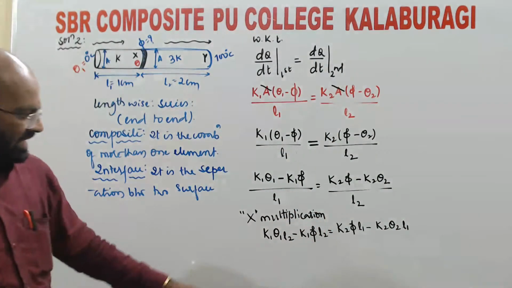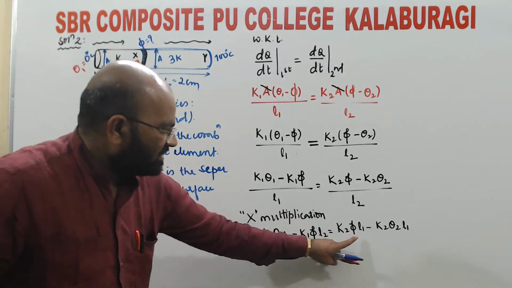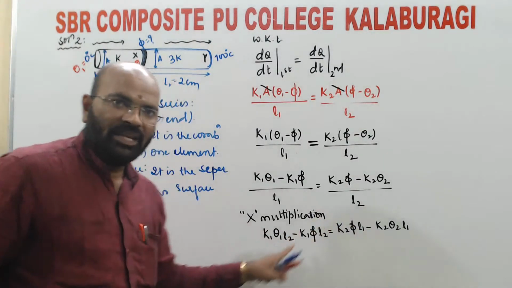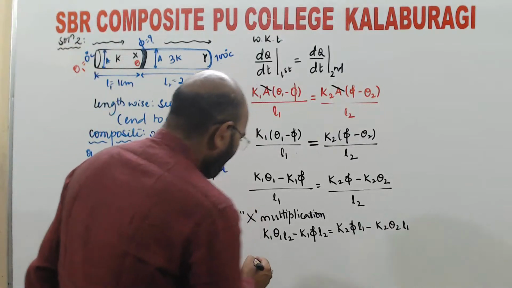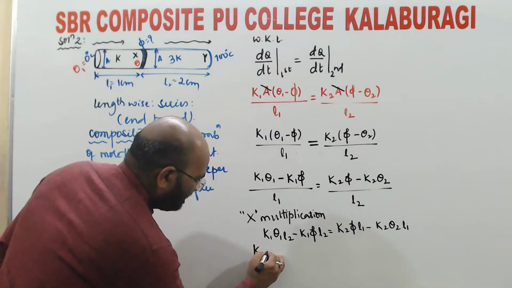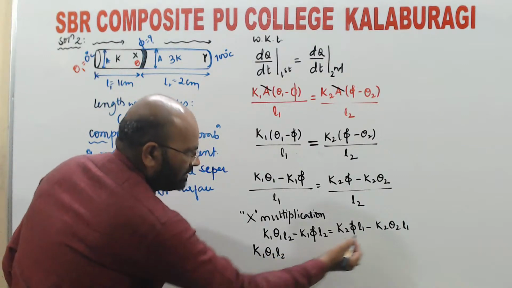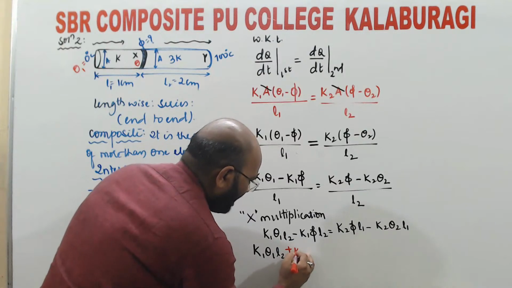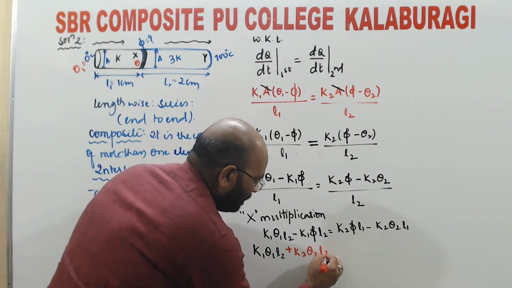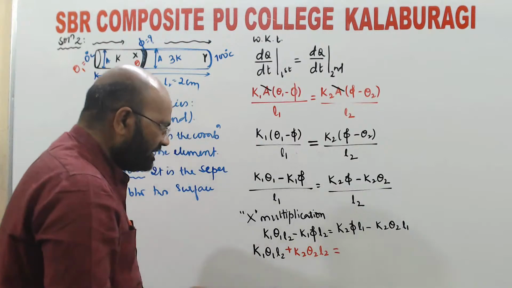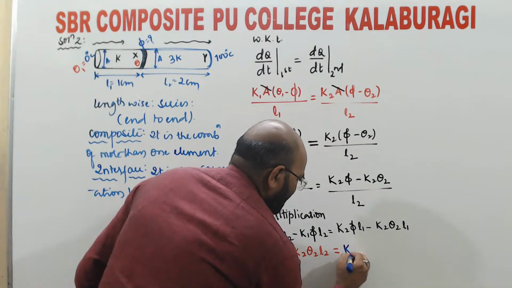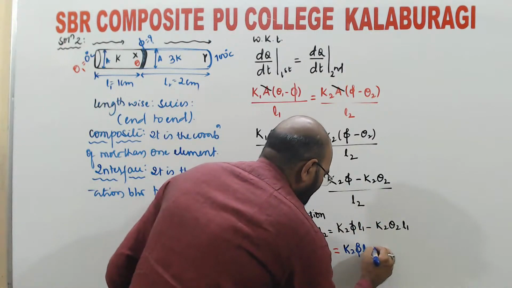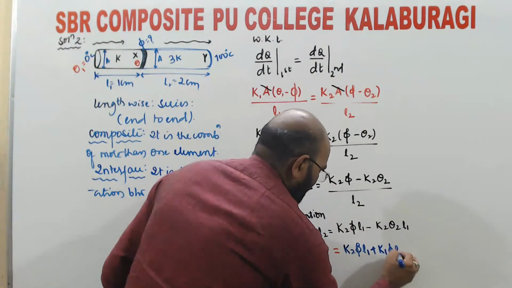You see, the phi term is on both sides, and we have to find the value of phi. So we put the phi terms on one side and the remaining terms on the other by rearrangement. K1 theta 1 L2, and the minus moves to the other side and becomes plus, so plus K2 theta 2 L1 equals K2 phi L1, and from the LHS to the RHS the minus becomes plus, K1 phi L2.